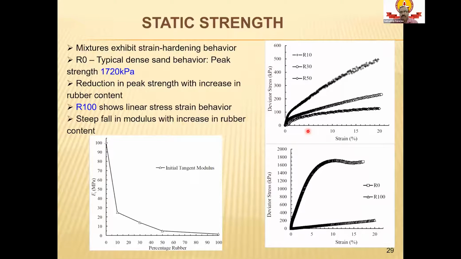Obviously, we did some triaxial tests also with this kind of material, and this is typically for R0. R0 indicates pure sand, R100 is pure rubber, and R10, R30, R50 all fall in between. So the strength is a big problem. The modulus also shows a steep decrease with increase in rubber content.